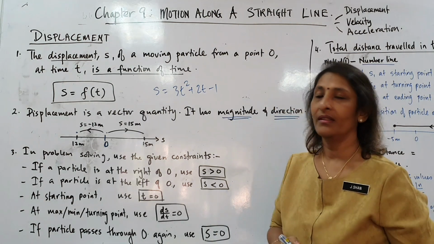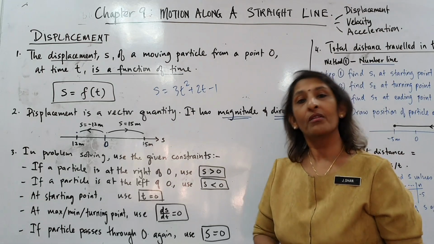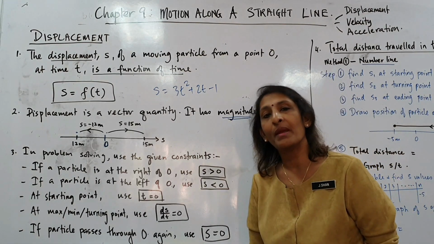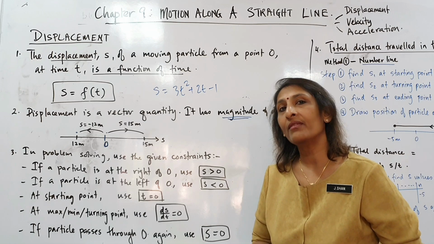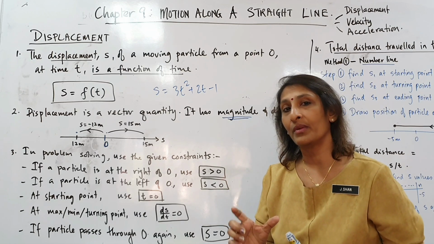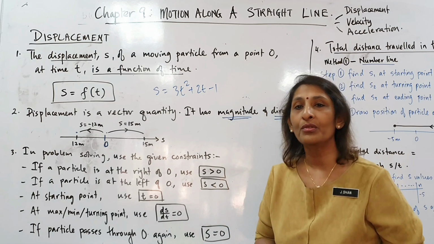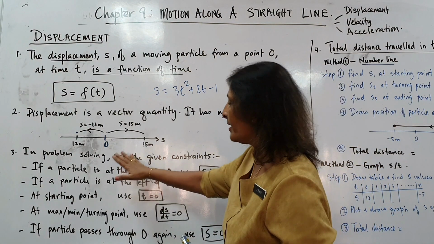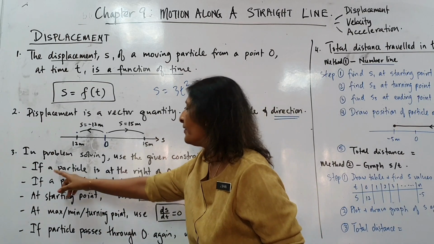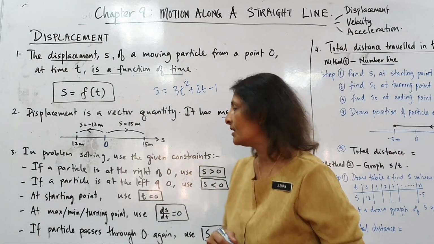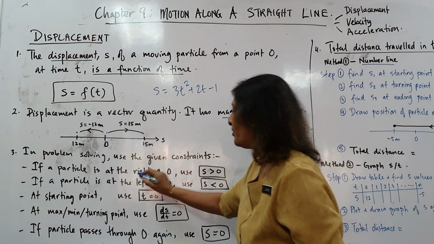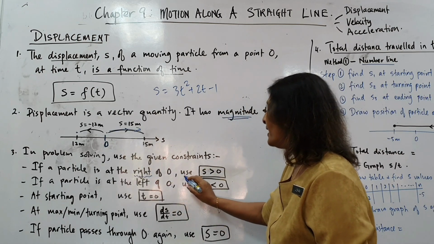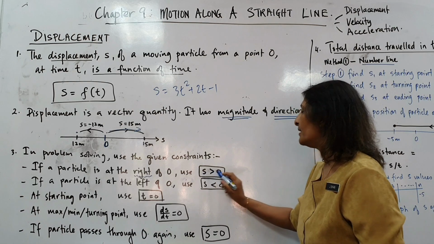Number 3. In problem solving, when you do questions later, there are certain things that you have to memorize, so that when you see these magic words in the question, you straight away use the constraints that we memorized. These are a few of them. If in the question you see a particle is at the right of O, that means right hand side, then we are going to use S greater than 0.